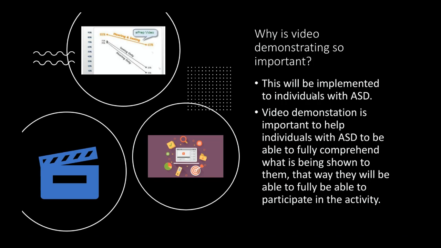Video demonstration is so important because children with ASD have a hard time comprehending the activity when verbally given to them. They need to be fully shown how to do the activity. And this is implemented to individuals with ASD. And also, video demonstration is important to help individuals with ASD to be able to fully comprehend what is being shown to them. That way they will be able to fully participate in the activity.